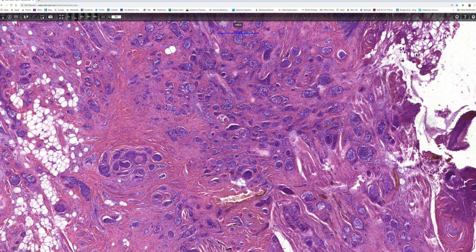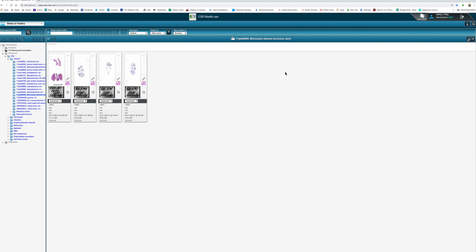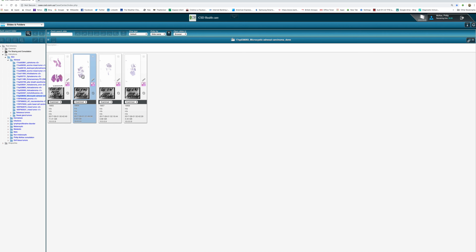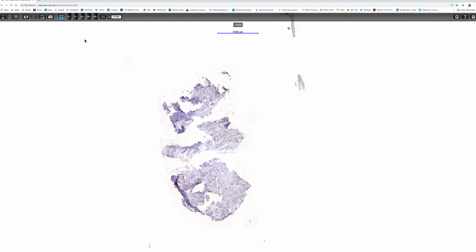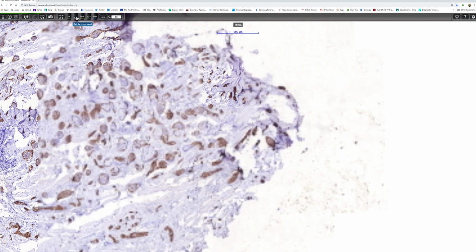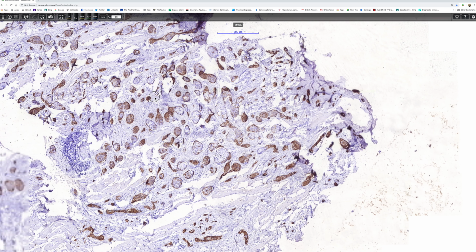Now, we did some immunohistochemistry on this case, so let's have a look and see what they show. The first one we'll look at is CK5, so cytokeratin 5, and this is strikingly positive. If we just look at it at a higher magnification.